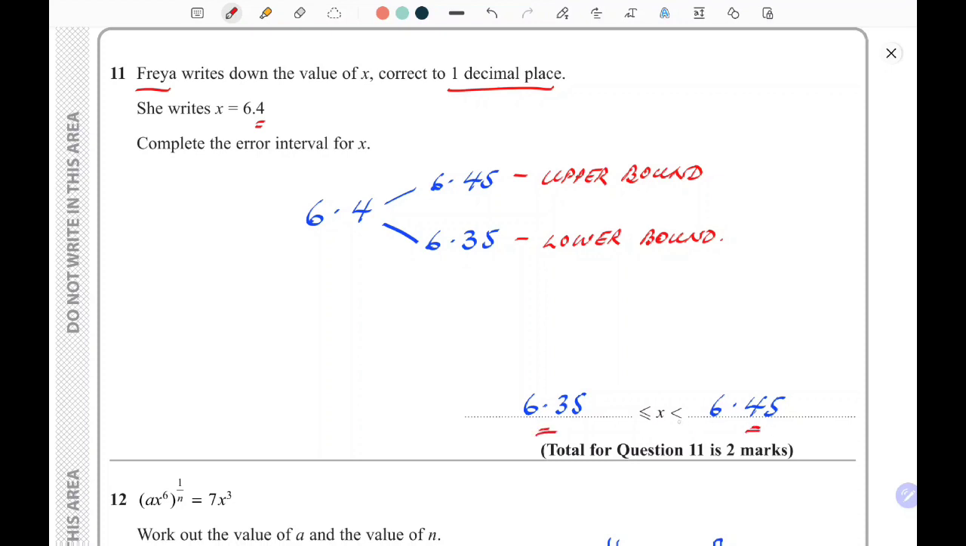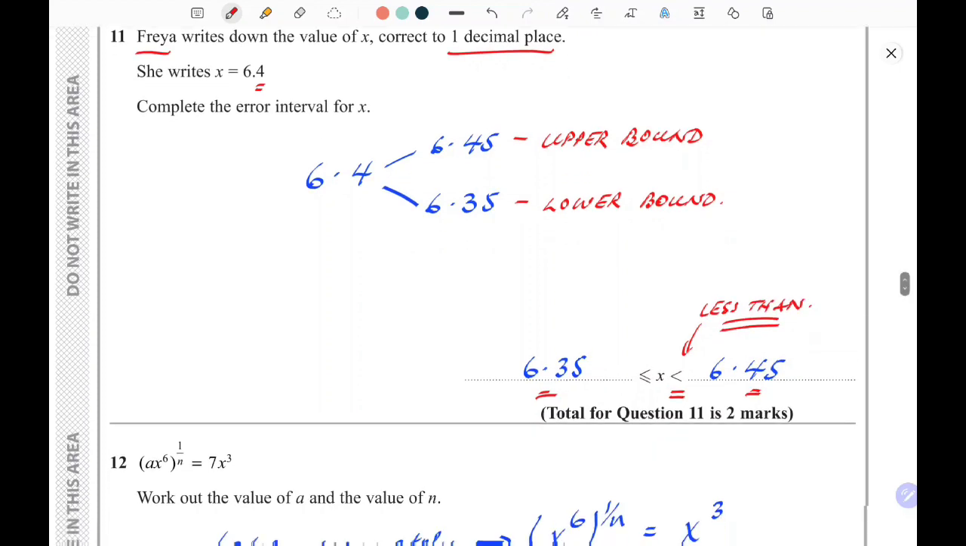But do notice, if you're doing it in another question without the answer format given to you, remember that the upper bound is a less than, not less than or equal to. Something important to watch out for. Just as a note.